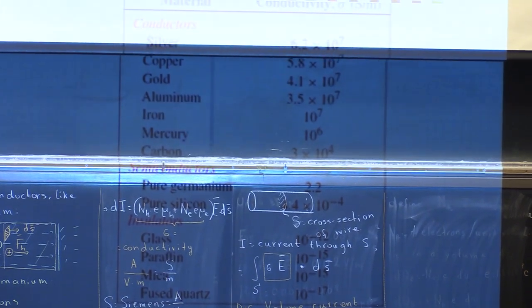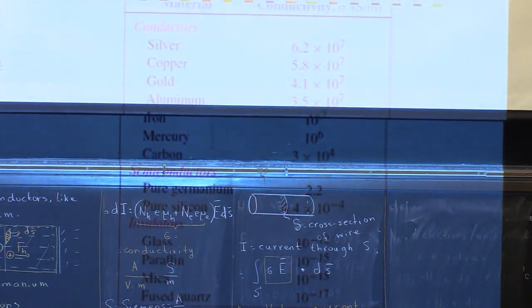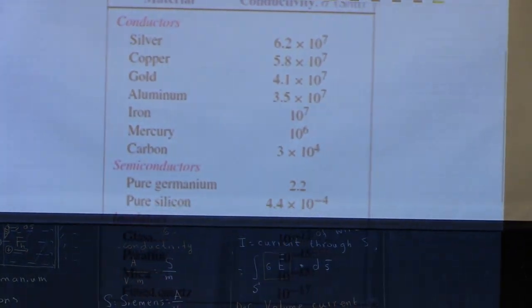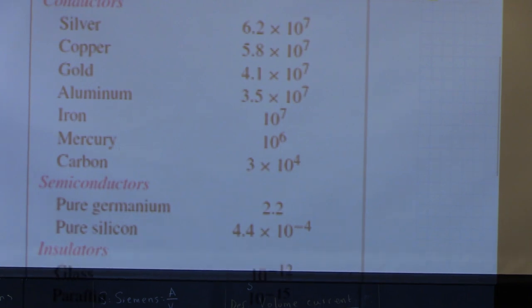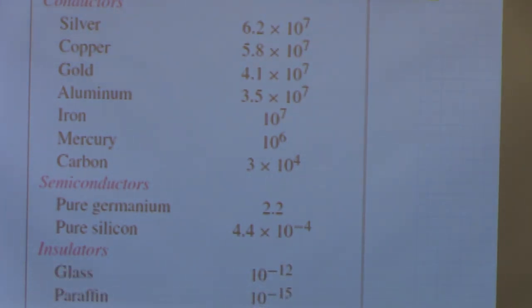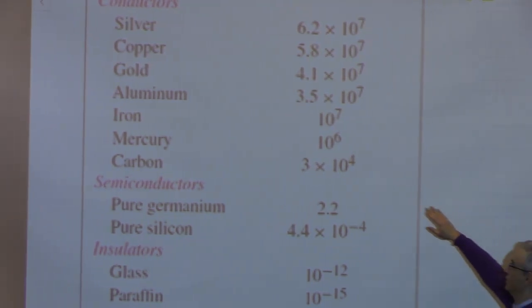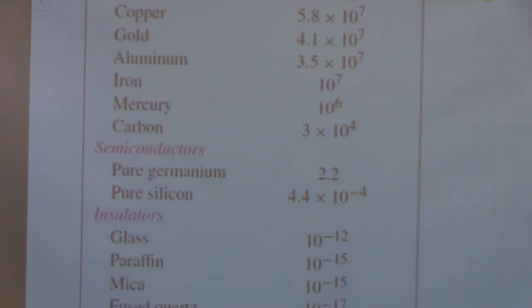So in good conductors like silver, copper, and so on, the conductivity is humongous. We're talking about conductivities in the millions: 6.2 times 10 to the 7th Siemens per meter, 5.8 times 10 to the 7th. So these are the good conductors. Conductivities are in the millions of Siemens per meter.